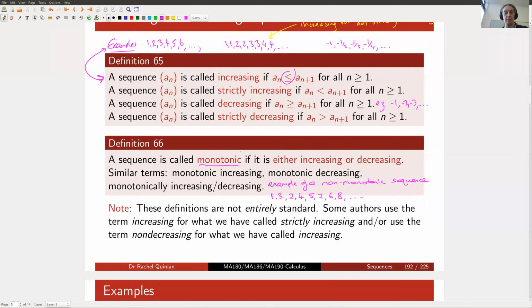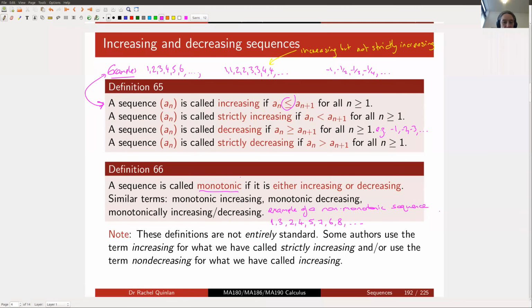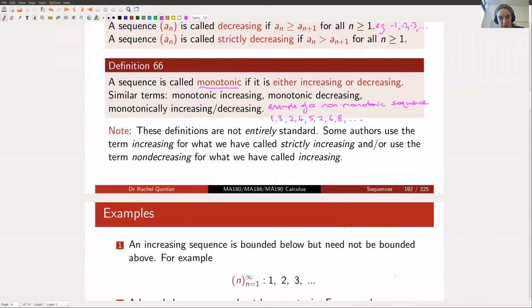Note there, just to annoy us, there are some authors who use these terms a bit differently. For example, they would call increasing what we've called strictly increasing, and call what we've called increasing non-decreasing, which means that you can't have a decrease, but you can stay constant from one term to the next. Please ignore that note unless you encounter something in your reading where it's necessary. It won't affect us in the lecture notes, but if you're reading elsewhere, you might have to grapple with it. It's a bit annoying that we can't agree on terms, but that is something we have to live with.